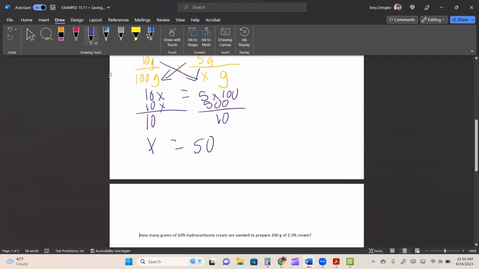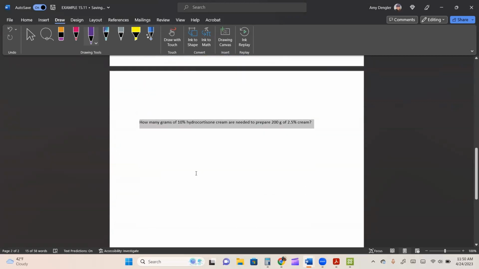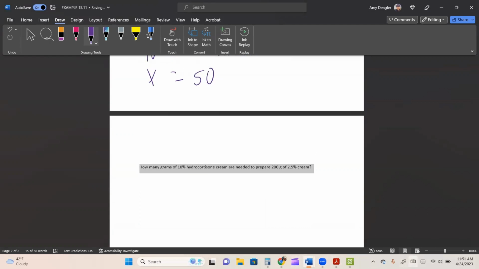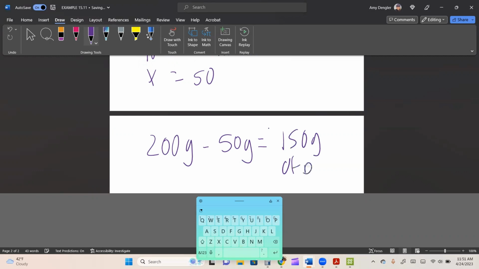Now, how many grams of base cream are needed? And that somehow didn't get on here. This is the same problem, but this is the last part of the example. So we would start with that 200 grams we have, and we would minus our 50 grams, and that would be 150 grams of base.